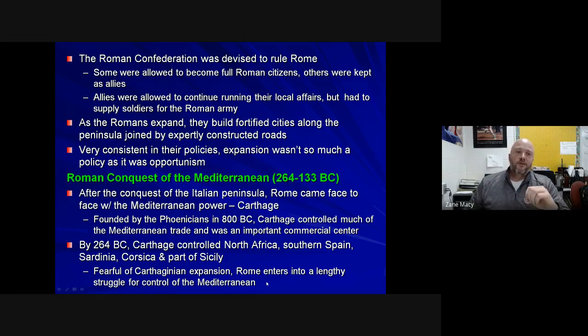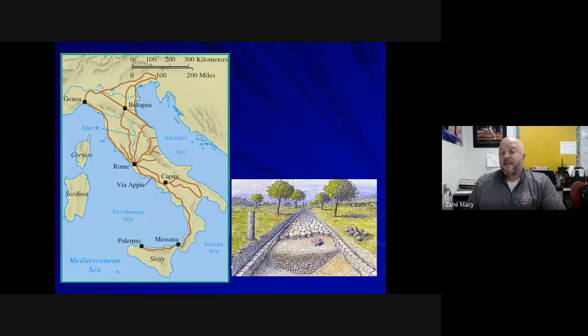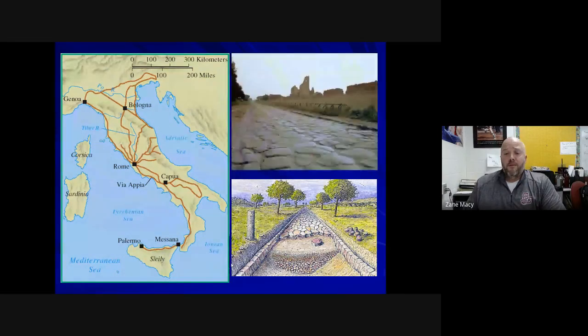This is going to turn into a long, drawn-out struggle for dominance in the Mediterranean world, specifically in the western side. Eventually, the Romans will start looking to expand to the east and deal with the Greeks. But at this point, 264 up to 133 BC, the struggle is going to be for the western half of the Mediterranean, and it's going to be broken down into 3 separate wars at different points.